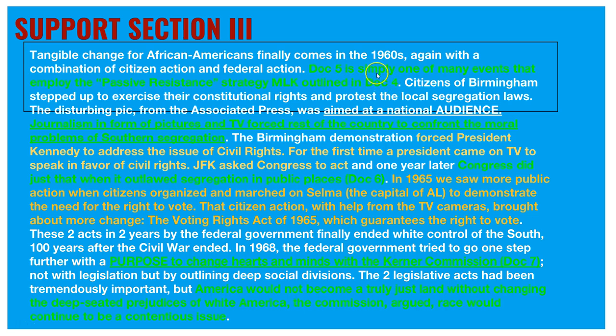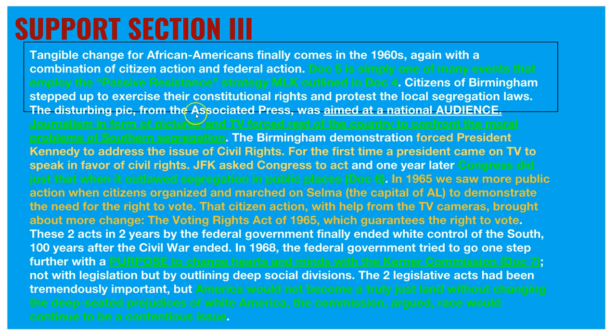Now, if I had written this whole essay, document 4 would be in section 2, but I'm showing that this event, document 5, is, imagine a photograph of this protest, these dogs attacking the demonstrators. I'm showing that this is an example of the MLK strategy that he outlined of pushing for rights, but being peaceful about it. And then the citizens of Birmingham stepped up to exercise, so I'm explaining it here.